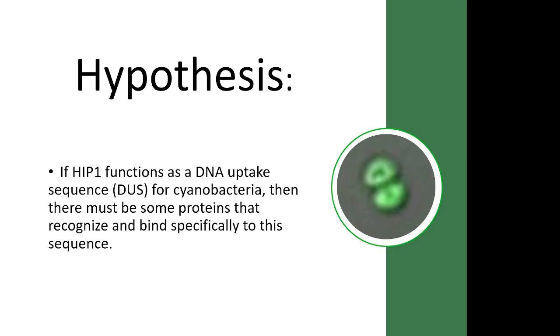So we have a hypothesis, and the hypothesis is that HIP1 may function as a DNA uptake sequence for cyanobacteria. That is, this helps cyanobacteria to identify self from non-self DNA, or perhaps friendly from unfriendly DNA in the medium. If this is true, then there must be some proteins that recognize and bind specifically to this sequence.